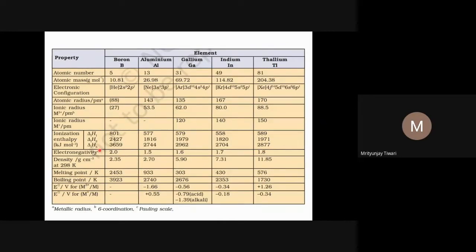Electronegativity, this value we have already seen. Density we have seen. Melting point: if you see the melting point, boron, as I said, has the highest melting point.